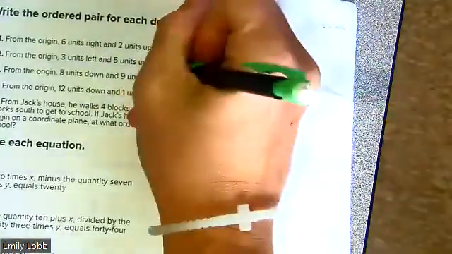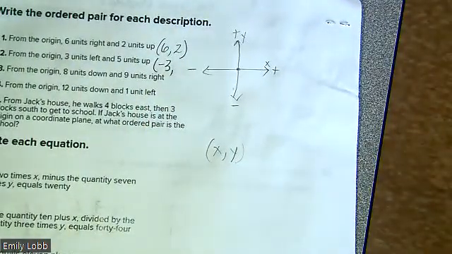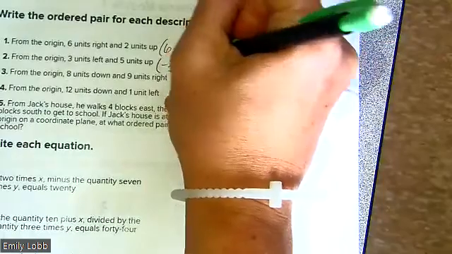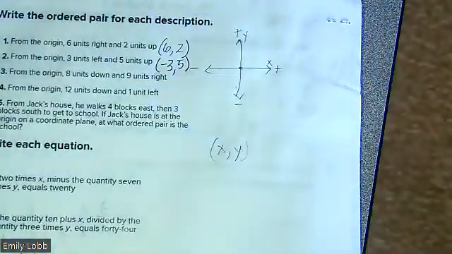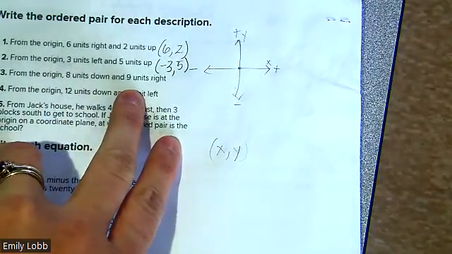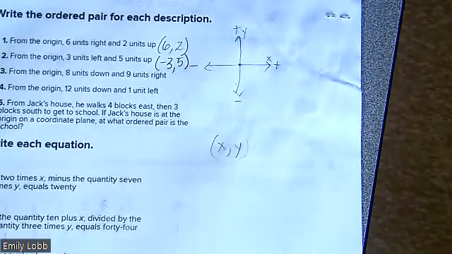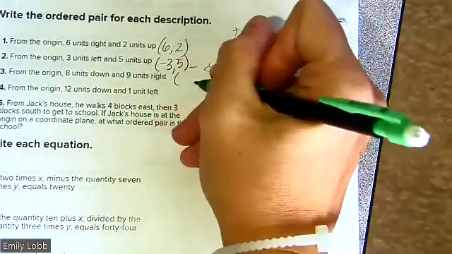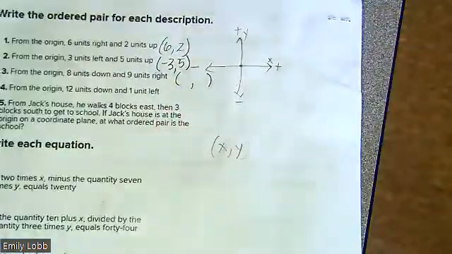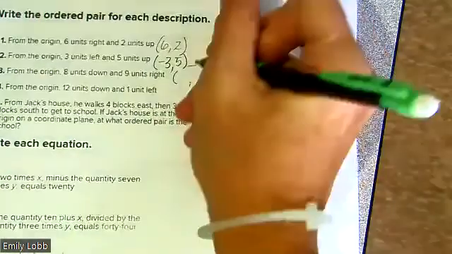What did you say our x value was? -3. 5 units up. 5. Positive, right? From the origin, 8 units down. Okay. 8 units down is going to be our x or our y value? Our y. So is that positive or -8? -8, and that's our y.